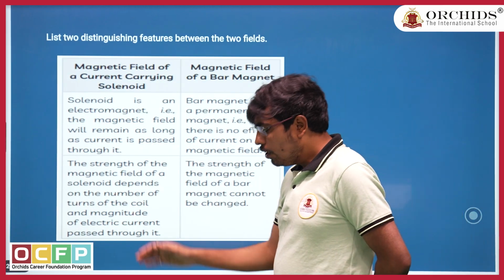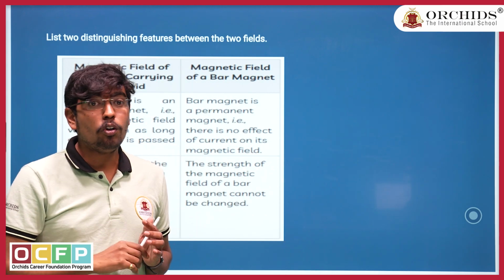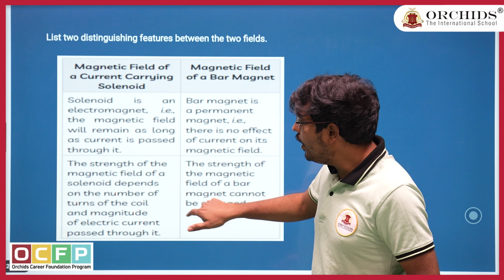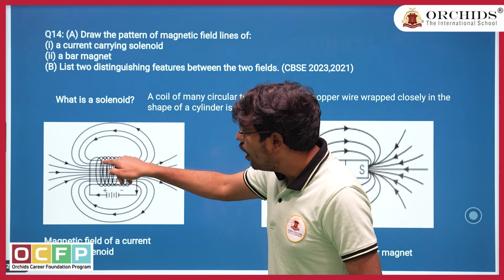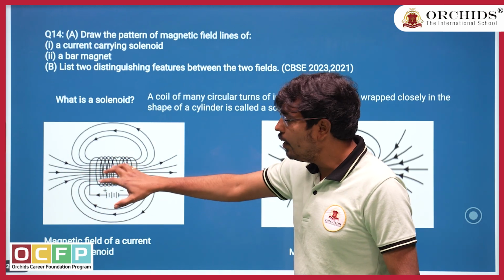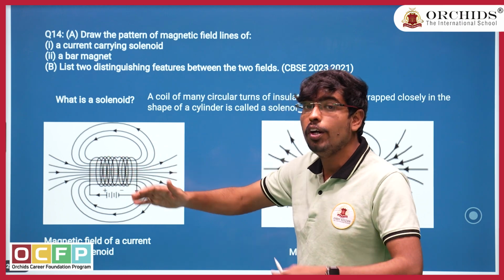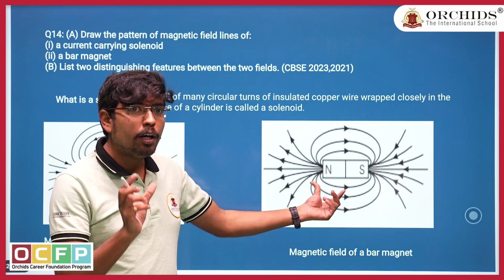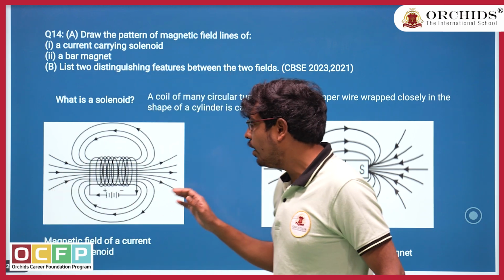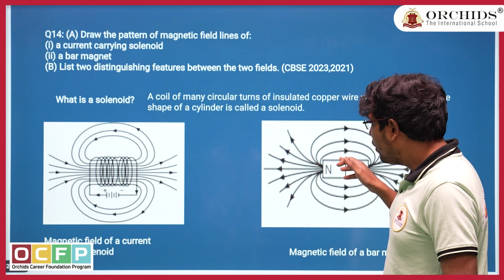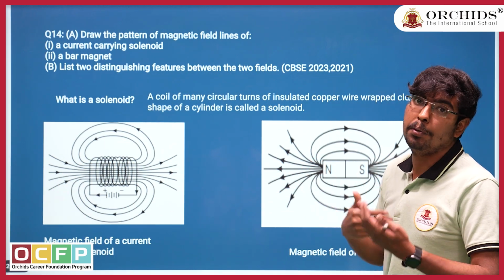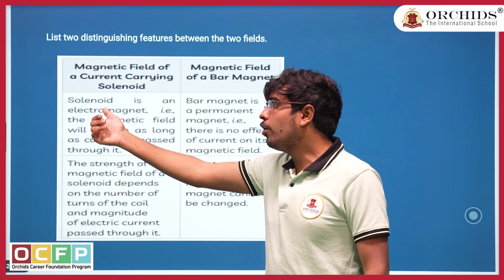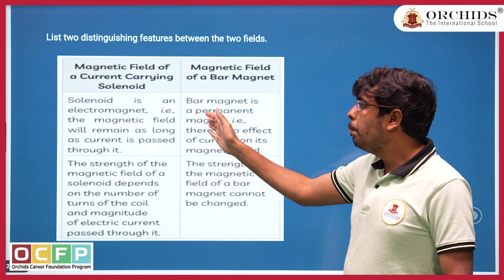They said a solenoid is an electromagnet. Why is it an electromagnet? Because it is created due to the magnetic field which is caused by the current. That's why it is an electromagnet. It is not a natural magnet. But a bar magnet is a natural permanent magnet which is not created due to electricity. It is created by its natural property. So that is the first dissimilarity: a solenoid is an electromagnet, but a bar magnet is a permanent magnet.